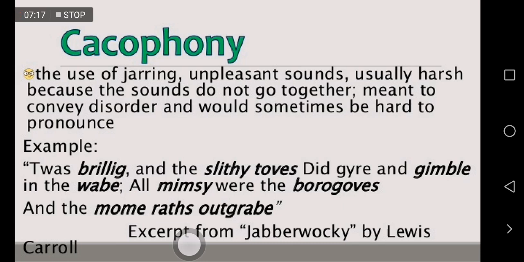Let's go to some more, no, not more examples. We have here the letters in bold that describe the cacophony: brillig, slithy toves, gimble, wabe, mimsy, borogoves, mome, raths.